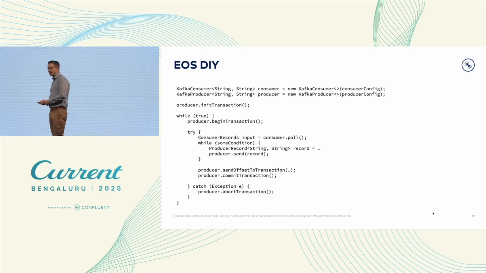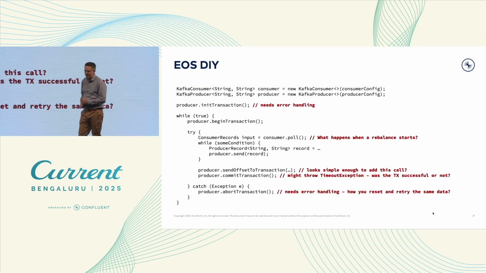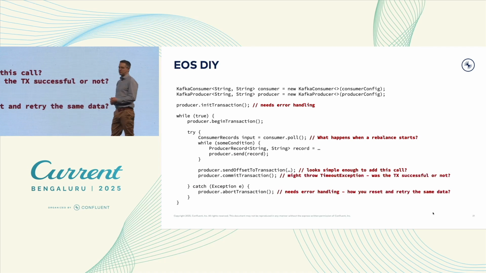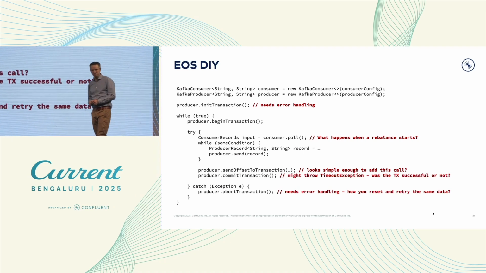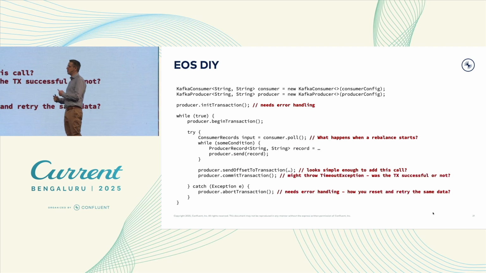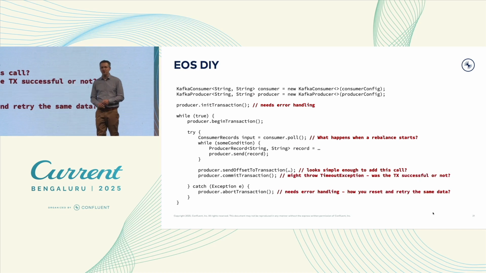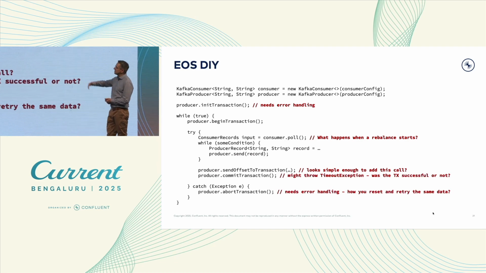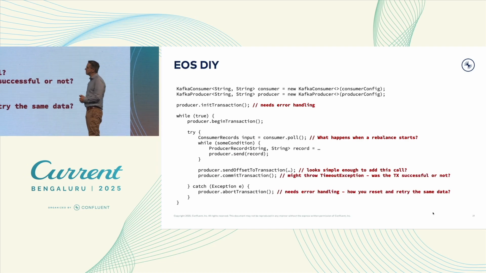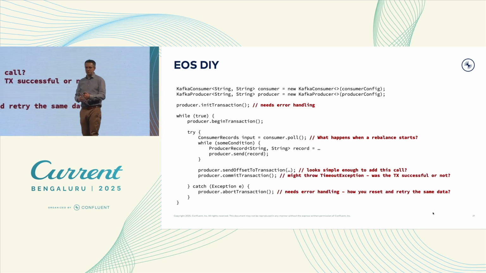OK, let's think about this a little bit more. Okay, init transaction could fail. How do you handle that case? That's not totally obvious, and if you really understand how transactions work, there are a lot of gotchas attached to that, because the producer transactional ID must be unique, there's fencing going on, and just calling init transaction can have side effects that are undesired. Then, obviously, we now have consumer.poll that most likely is running as a consumer group.